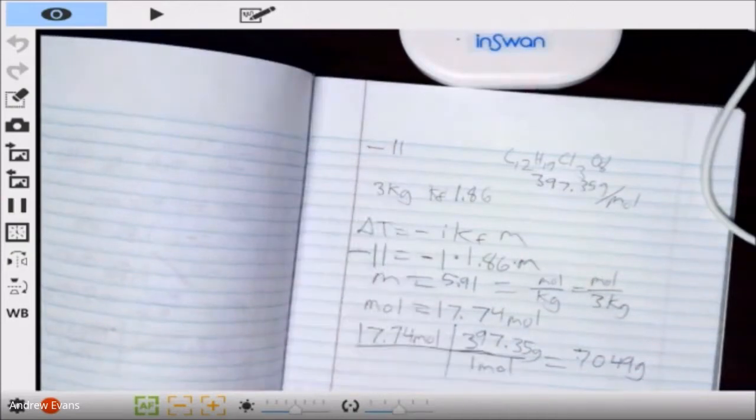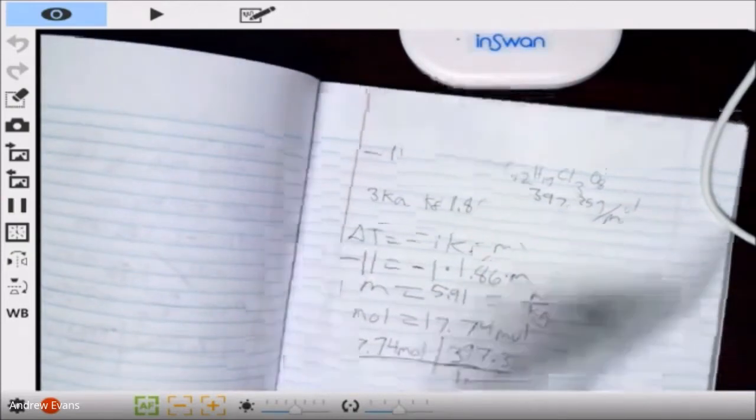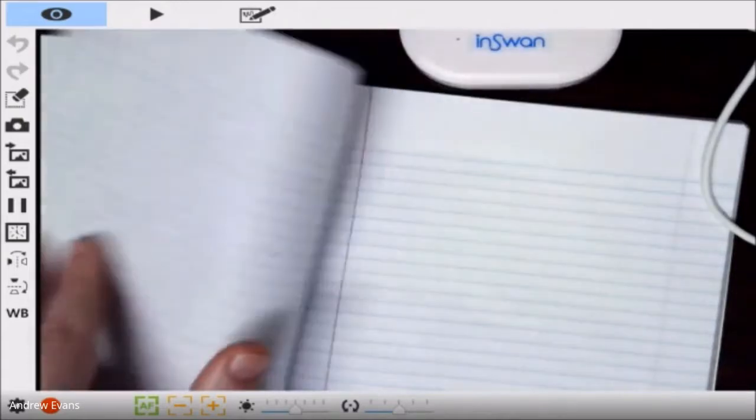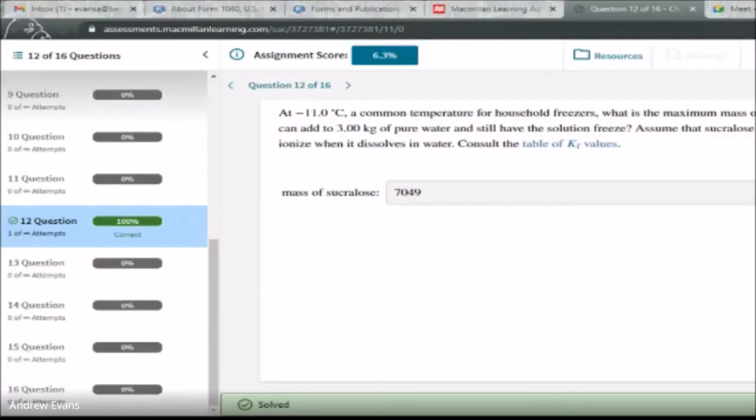A very, very large mass, but you've got to remember, you're making water freeze at negative 11. So it's a very big change. Looking at that.